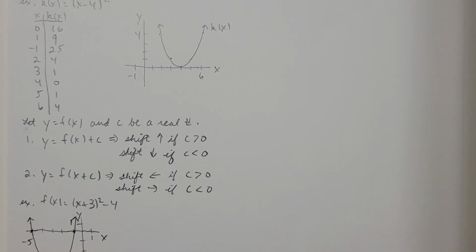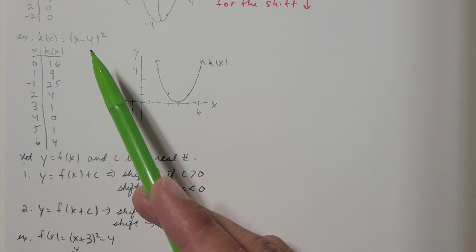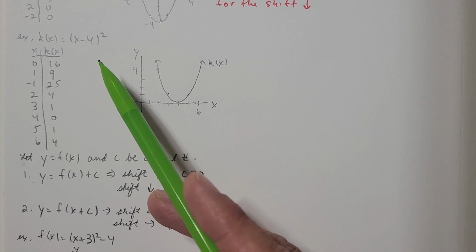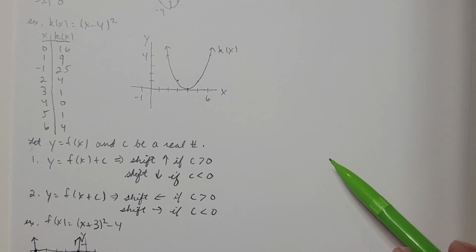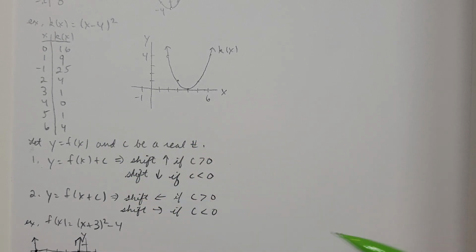Here's item 2. What if I had replaced x with x plus a constant? That's really what I'm doing here. I'm replacing x squared with x minus 4 squared, or x plus c squared. That's going to mean that I shift to the left or the right. You're going to go to the left c units if c is a positive number, and you're going to go to the right that many units if c is a negative number.